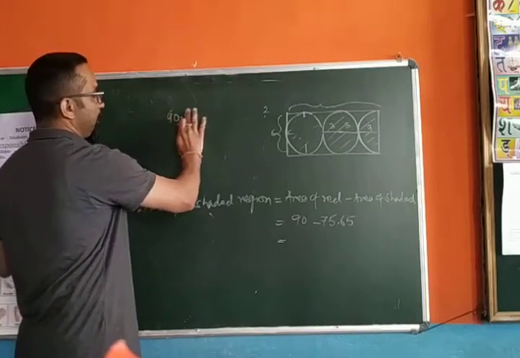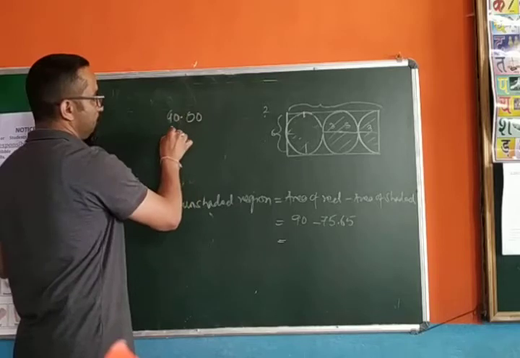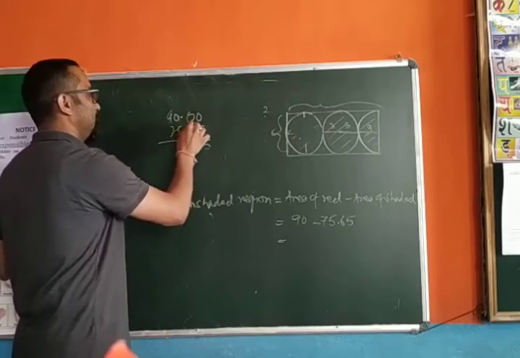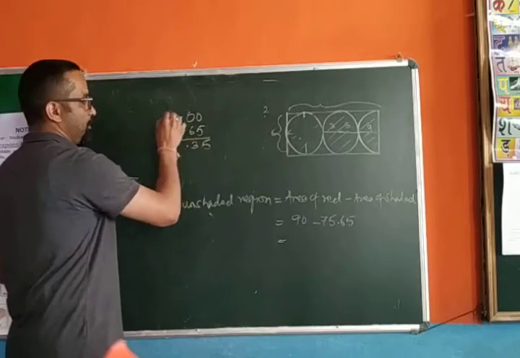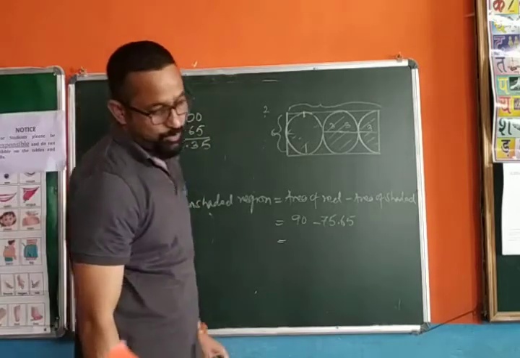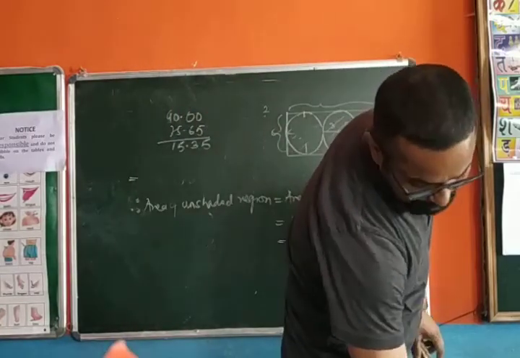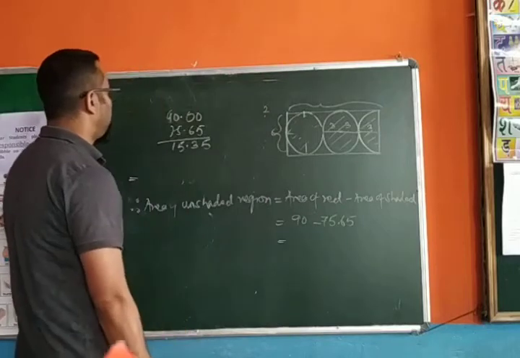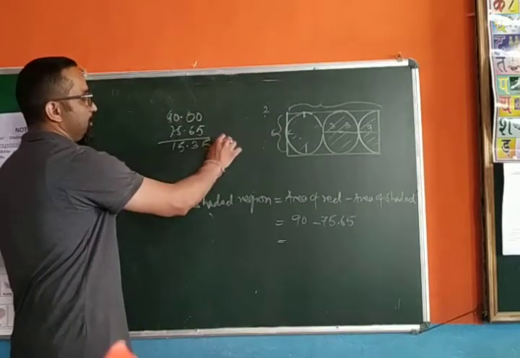90.00, 75.65, 5, 3, 9, 5, 1. It is 15.35 centimeters squared.